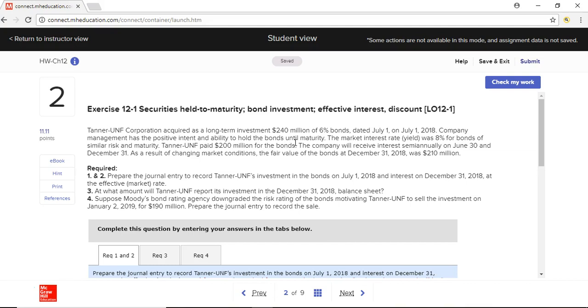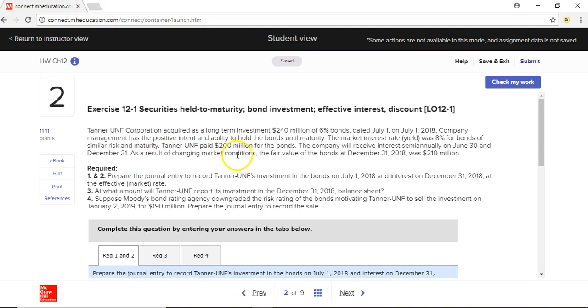The market interest rate yield was 8% for bonds of similar risk and maturity. So we are going to use this market rate 8% to calculate interest revenue for these bonds for Tanner UNF. Tanner UNF paid $200 million for these bonds. So this $200 million will be the starting outstanding balance for the investment in these bonds. The company will receive interest semi-annually on June 30th and December 31st.